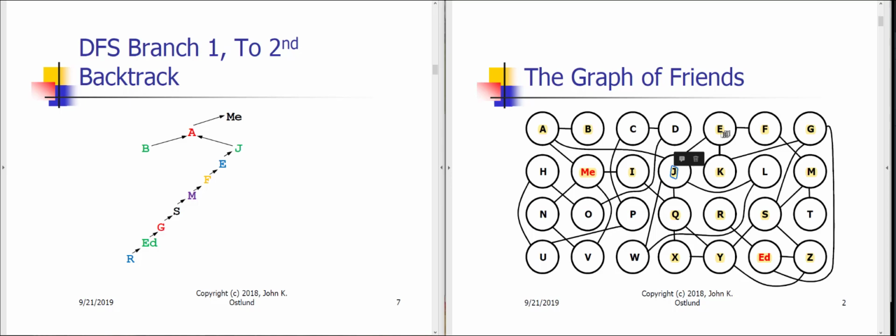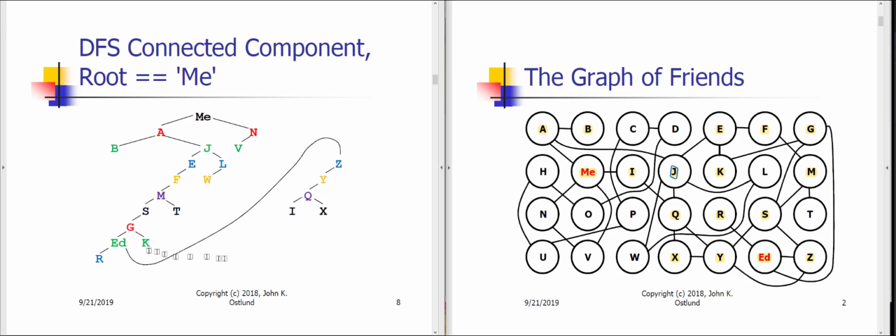From J, we went to E, then to F, then to M, then to S, then to G, then to Ed, and then to R. And when we got to R, we had to backtrack again. So we have this long downward branch in our depth-first search before we have to backtrack. We backtrack up to Ed, and then we visited Z. And this backtracking continues, so we end up with our entire tree looking like this. When we backtrack to Ed, we find Z as an unvisited neighbor.